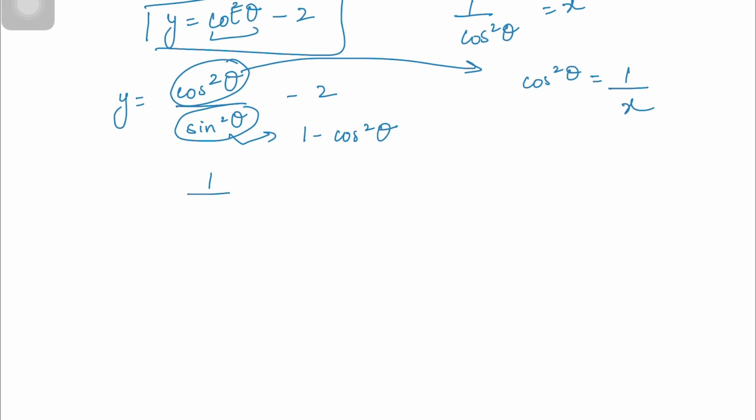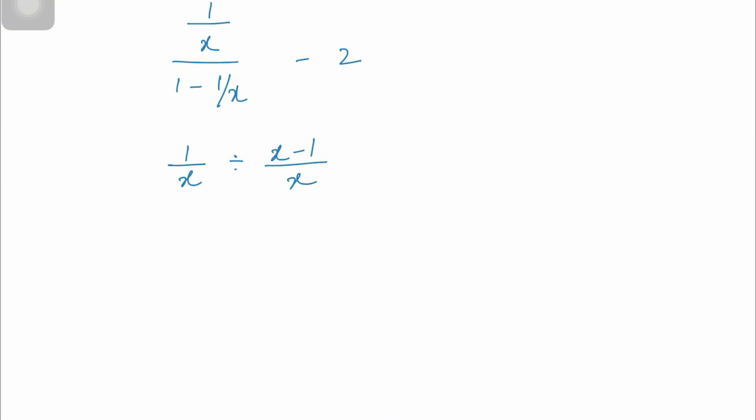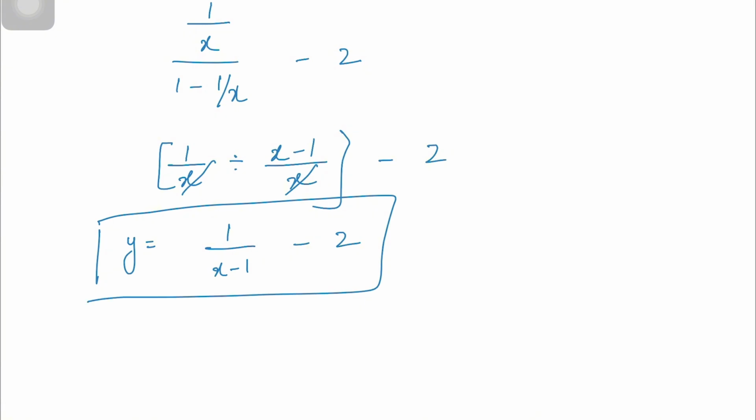So let's write it down. This would be 1 over x divided by 1 minus 1 over x, and then negative 2. So by solving this, we get this as 1 over x divided by x minus 1 over x. This x and x would be cancelled out, and then this is negative 2. So this would be 1 over x minus 1, and then negative 2, as our y. So we have our y as this.